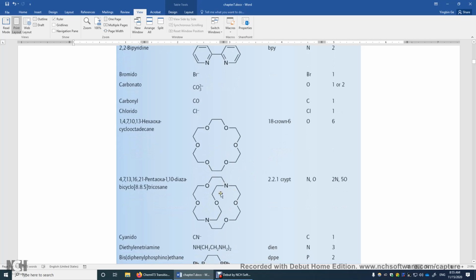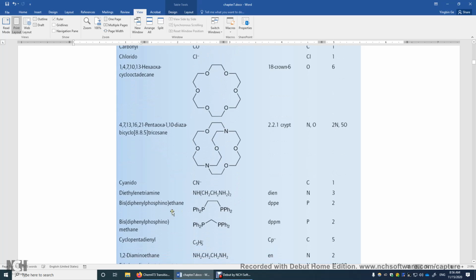This is even more complicated. But really, we just need to look at the atoms that can donate electrons to the transition metal center. There are 5 oxygens and 2 nitrogens. All of them can donate electrons to the same transition metal center. Cyanido, this is easy. Diethylene triamine, this is commonly used.